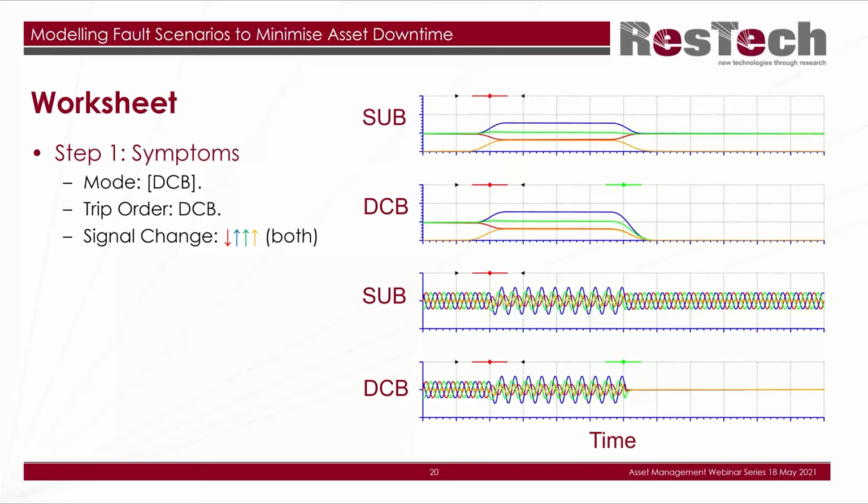Okay, so we think about the signal change now. We see that the A phase goes down, and the B and C phases go up, and also the earth leakage current goes up. And this happens for both the substation and the DCB. So this is the signal before the first black triangle and after the second black triangle.